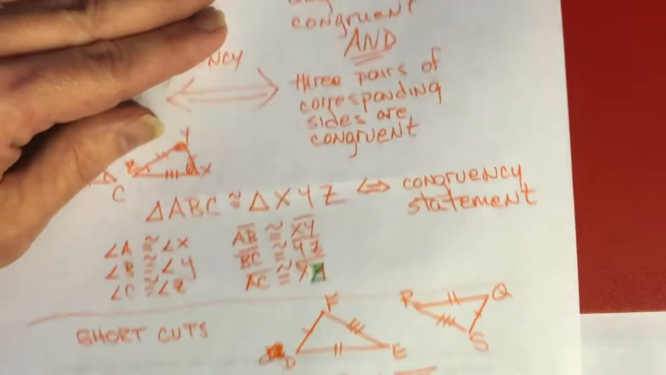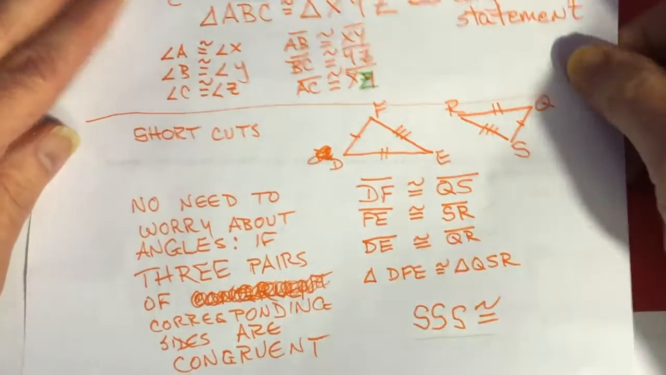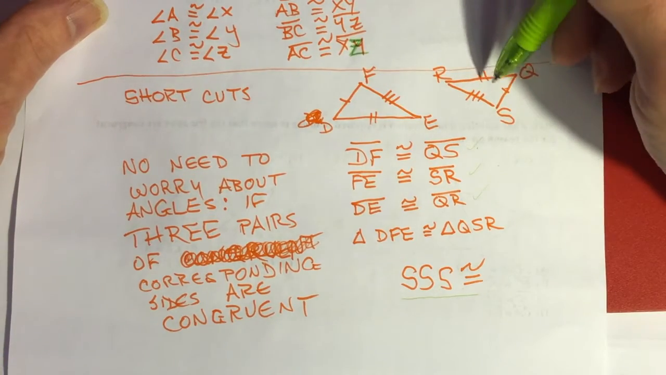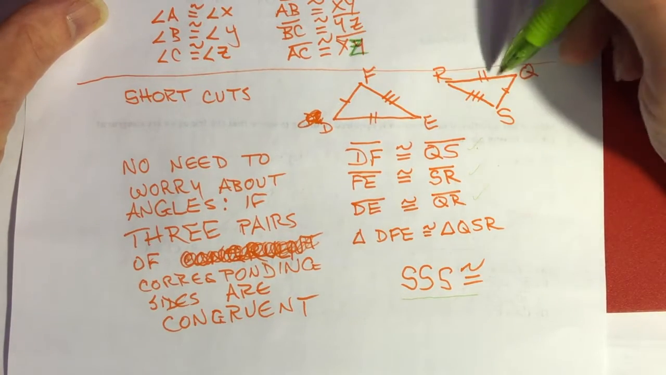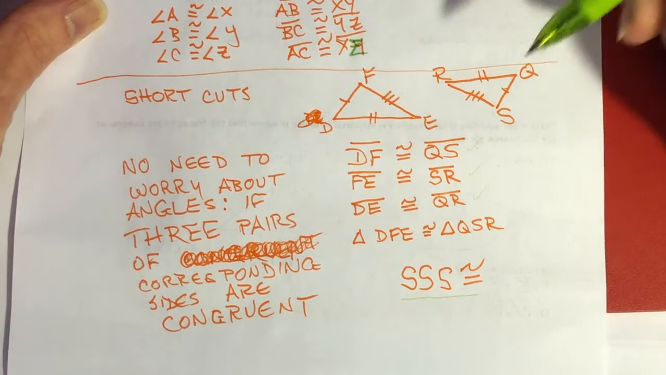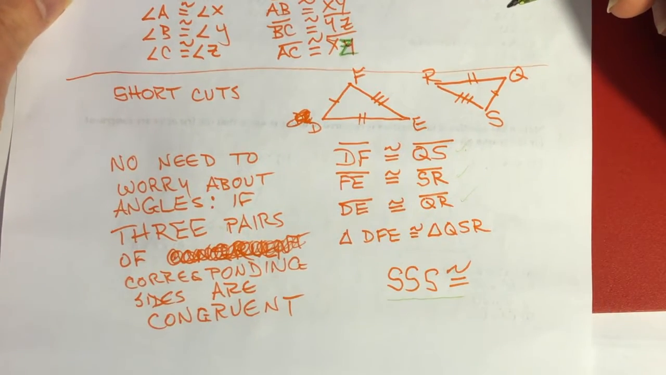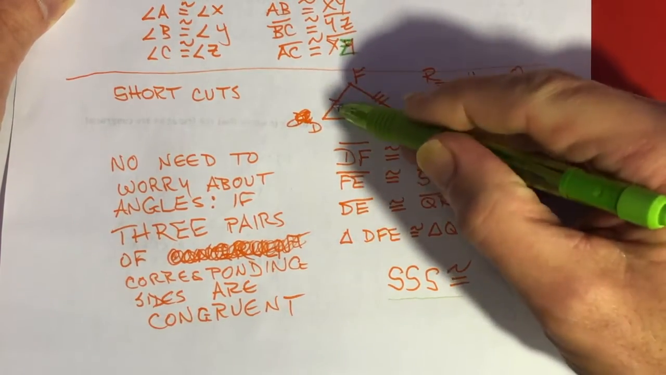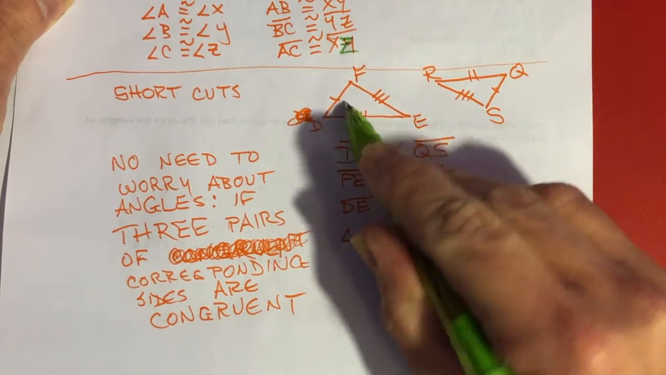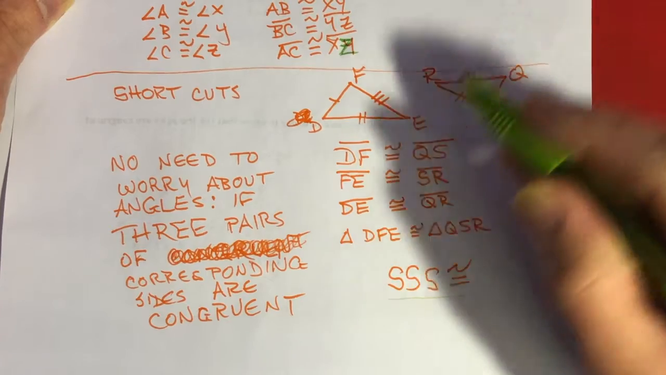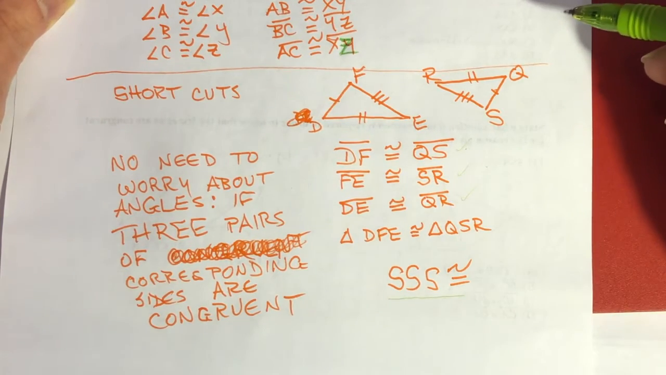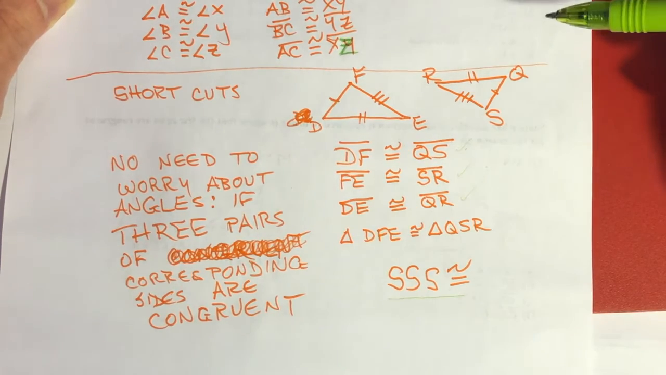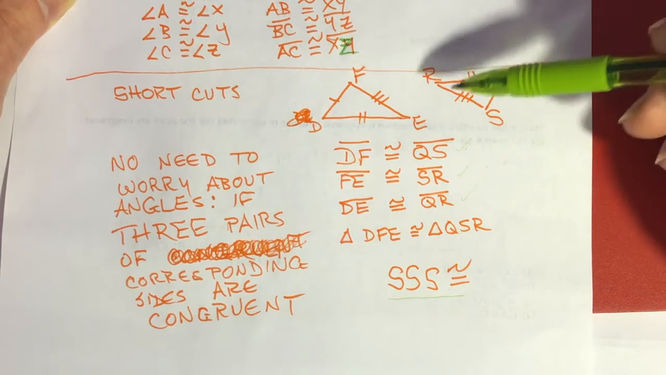And what we said was that one of the shortcuts is that if you have three pairs of side lengths that are congruent, this one and this one, this one and this one, this one and this one, you don't need to look at the angles at all. Those two triangles have to be congruent. And the way I demonstrated that to you was I said, look, if you had this segment and this segment and this segment, and you needed to make a triangle out of them, there's only one triangle that will work. There's only one triangle you can make with lengths of those sizes. And it will look like this.